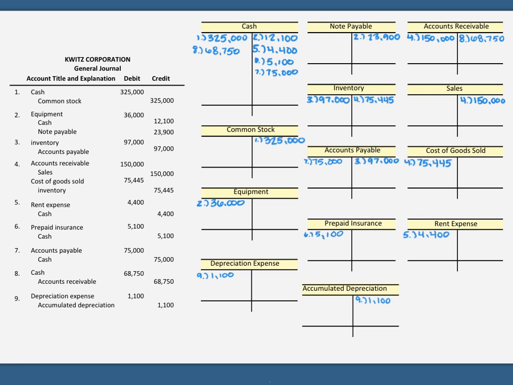With your assets such as cash, inventory, and accounts receivable, you should have a net positive on the debit side, and then for liabilities and equity accounts like common stock or accounts payable as a liability, you'll have a net positive on the credit side. So go ahead and add all those up, and I'll have the ending balances posted on the next slide.